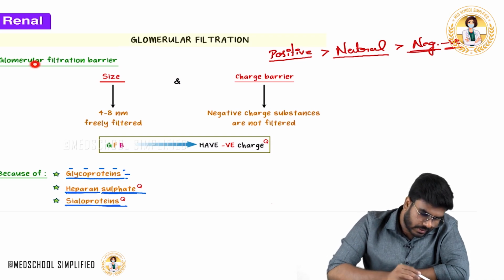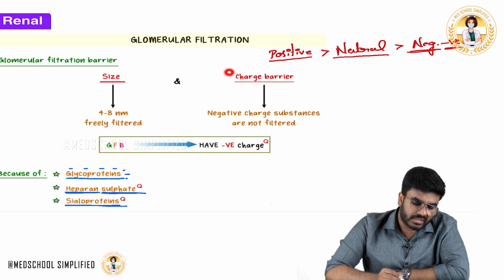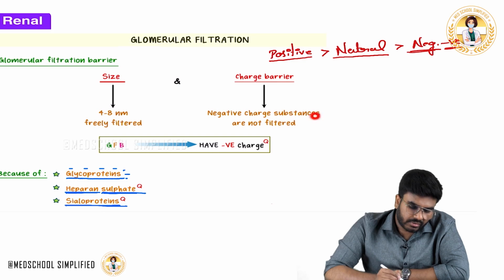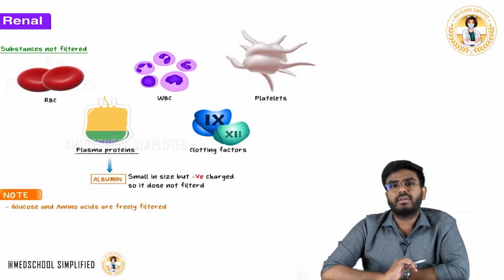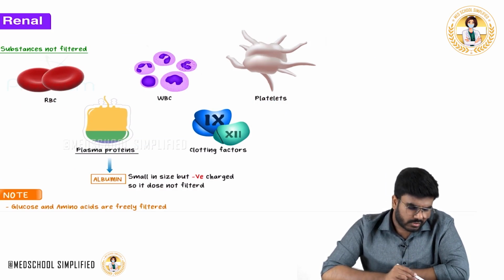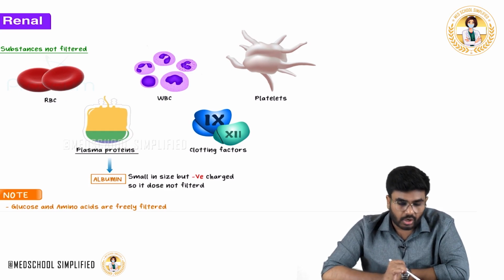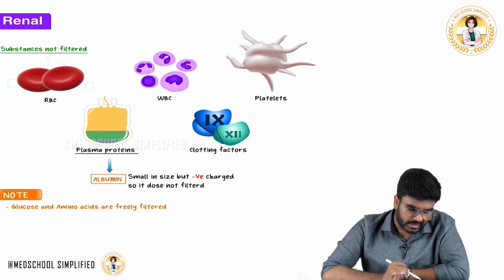Now look here, the glomerular basement membrane is not only a size barrier, but it is also a charge barrier. Why is it called a charge barrier? Because negatively charged substances are not filtered. Not only that, in the glomerulus, is RBC going to be filtered? No. RBC is not filtered, WBC is not filtered, platelets are not filtered, and plasma proteins like albumin, globulin, fibrinogen are not going to be filtered.